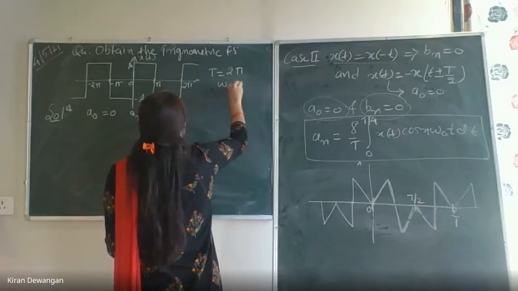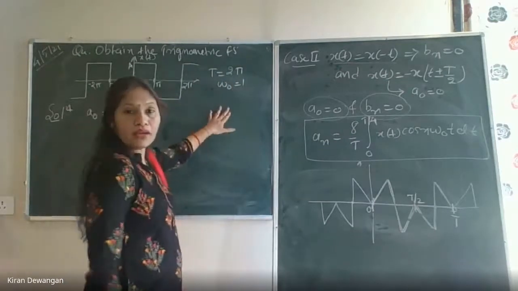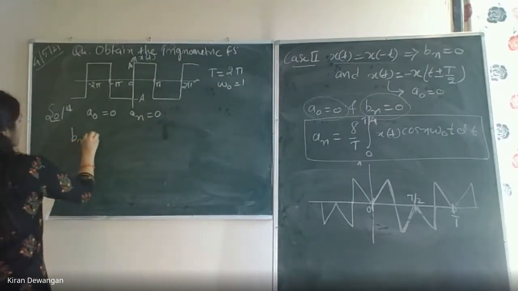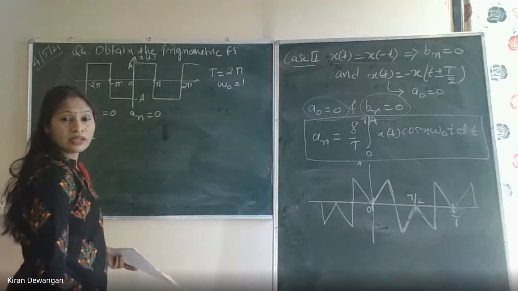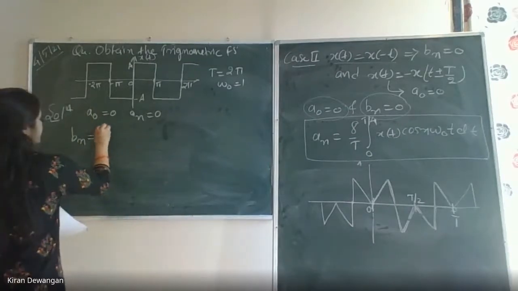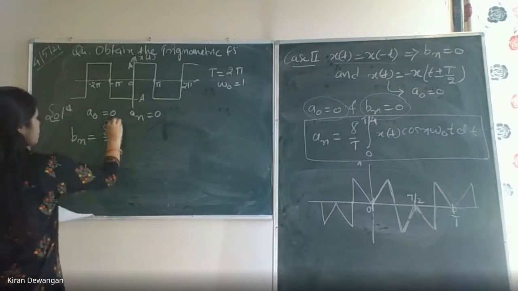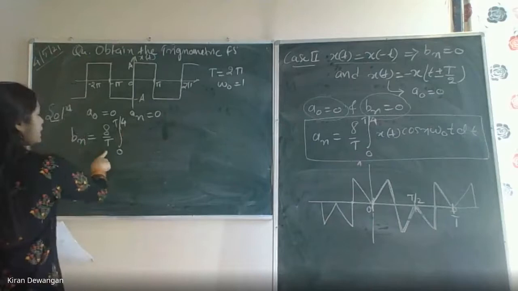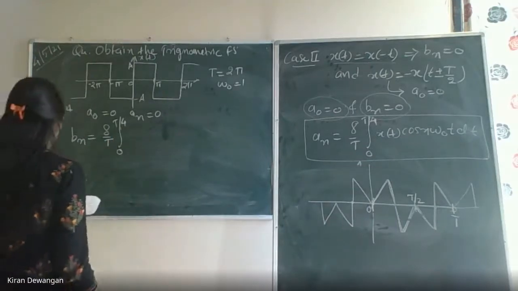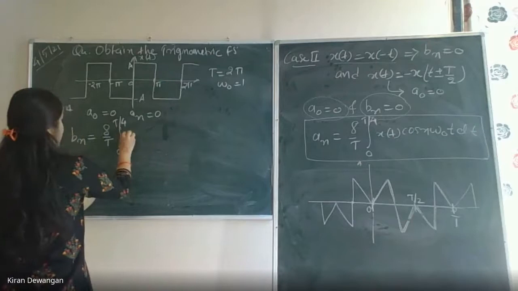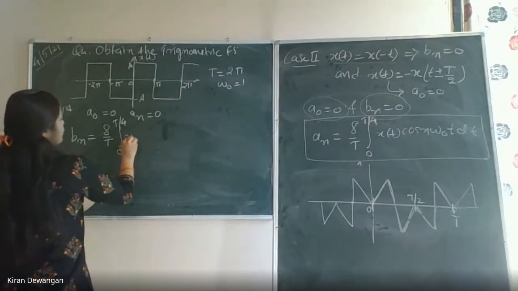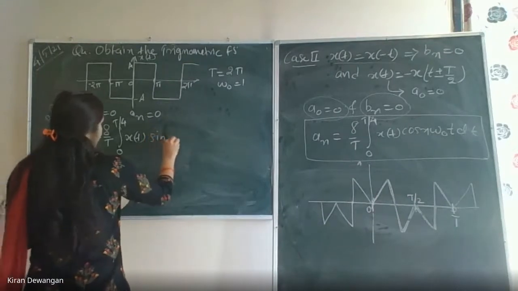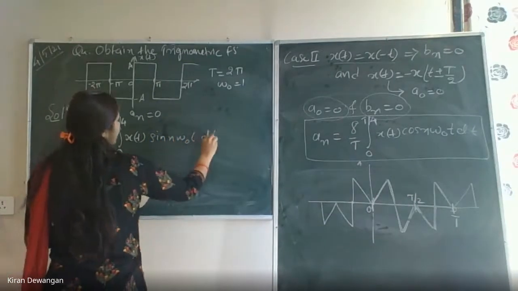Omega naught is 1, okay? T is 2 pi. Omega naught is 1. Hence, we'll directly calculate Bn. What is the formula for Bn? In case of quarter-wave symmetry, it is 8 by T, integral from 0 to T by 4. Don't forget this thing that it is 8 by T and it is 0 to T by 4, okay? Then that will be 0 to T by 4 x(t) sin n omega naught t dt.